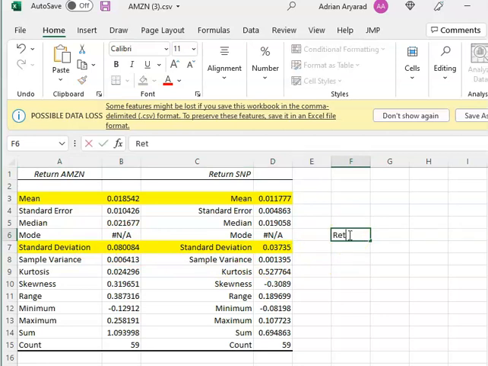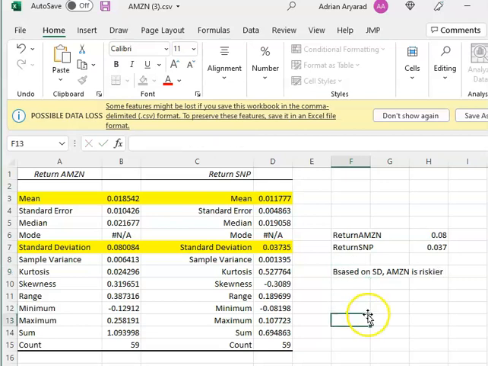So the standard deviation of return of Amazon is 0.08, and return of S&P 500 is 0.037, and of course, based on SD, standard deviation, Amazon is riskier.